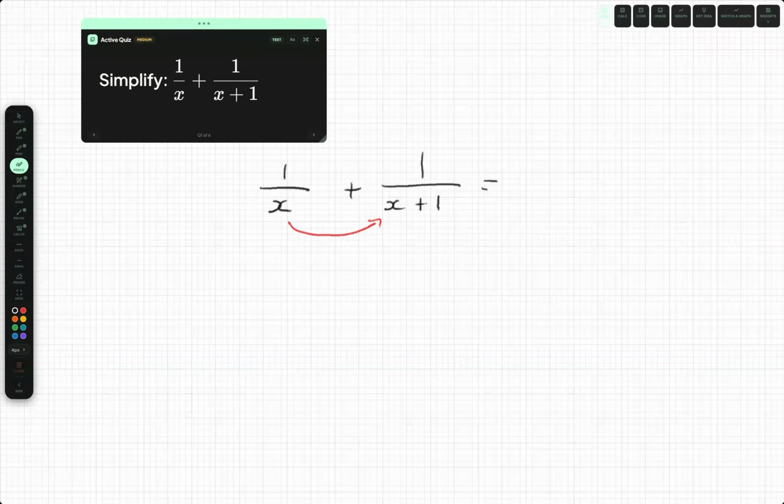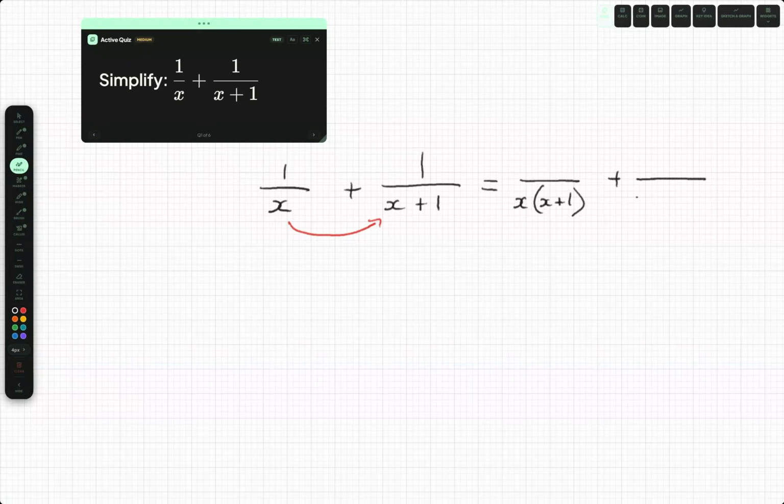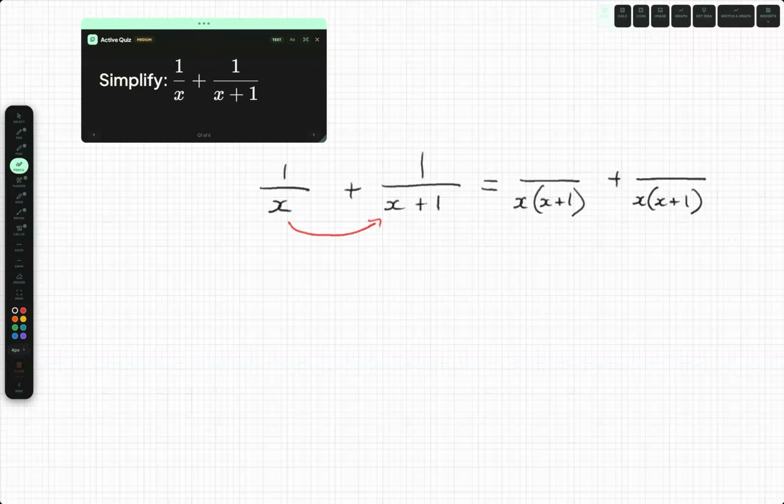So in the end, we're going to end up with something over x times x plus 1 plus something over x times x plus 1. Okay, and that's fine because we know it is ultimately a common multiple. And in this case, it will be the lowest common multiple. But we know that that will work. Now, what we have to do now is realize what we have done to get there. In order to get x to be x times x plus 1, I've multiplied it by x plus 1. So I have to do the same to the top. So I have to do 1 times x plus 1, which is just x plus 1.